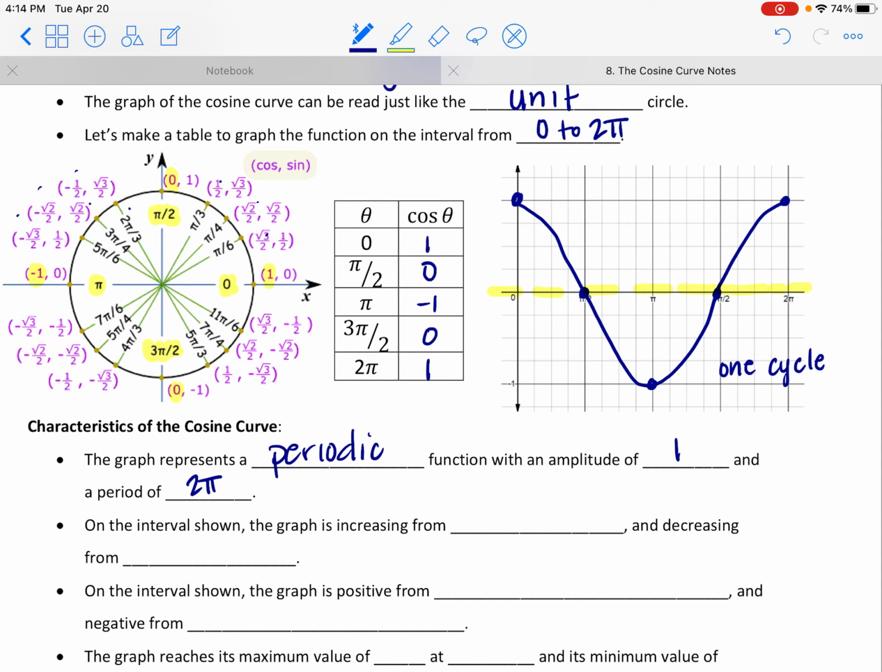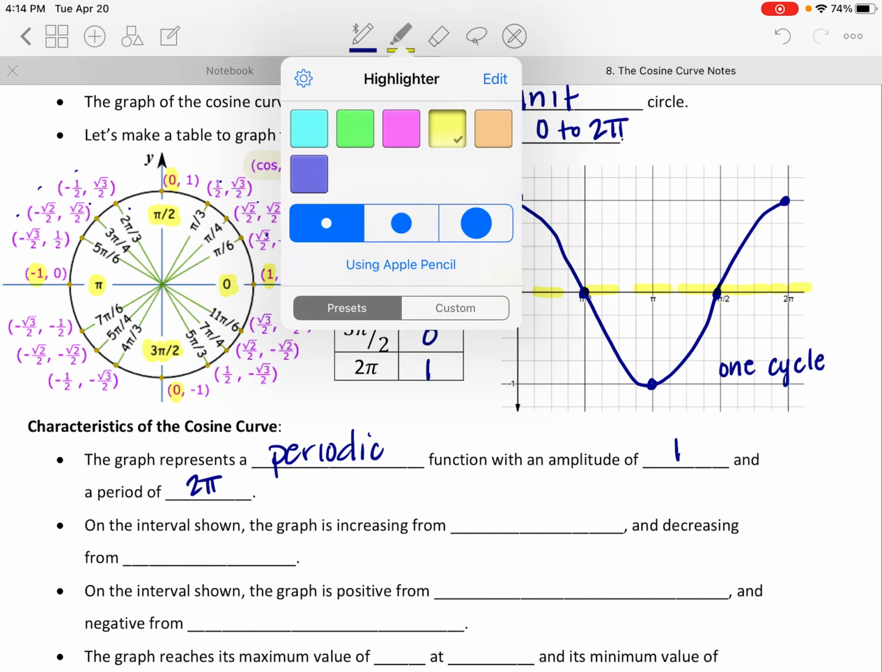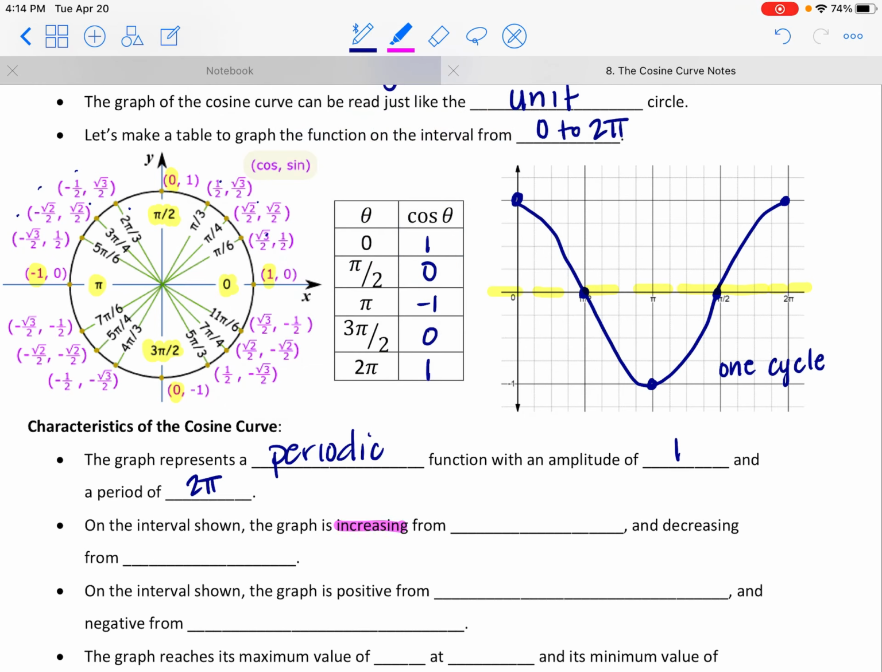And on the interval that's shown, we are increasing where the cosine value is increasing. Well, that's going to be from pi to 2 pi. So from pi to 2 pi, and really we could write that as an interval. And then decreasing, we're decreasing for the first part of the graph. Our cosine values are getting smaller, and that's from 0 to pi. So from 0 to pi radians.